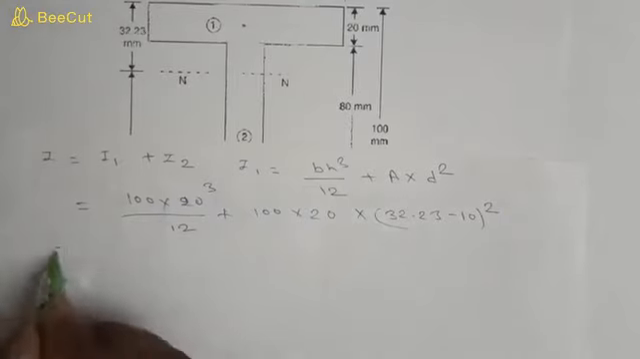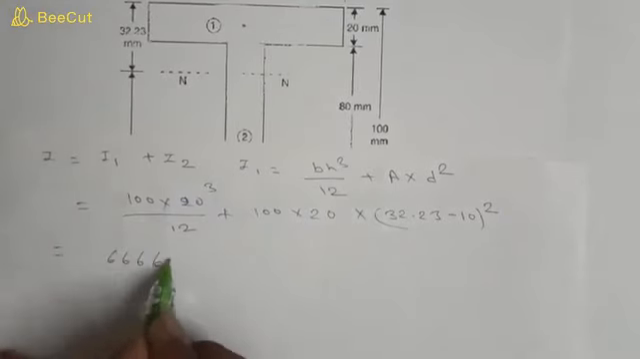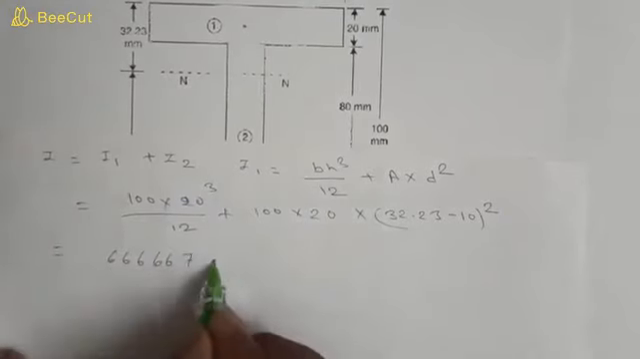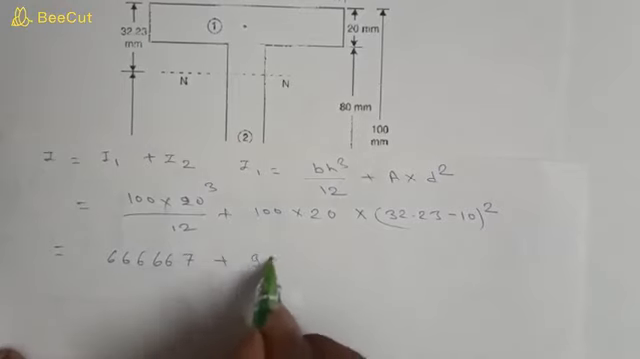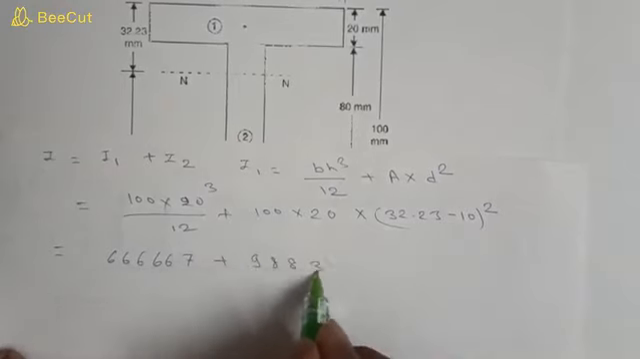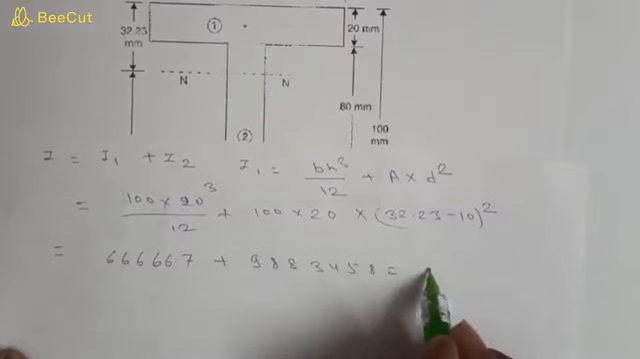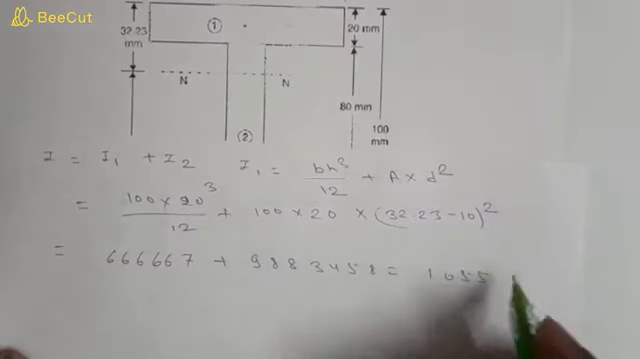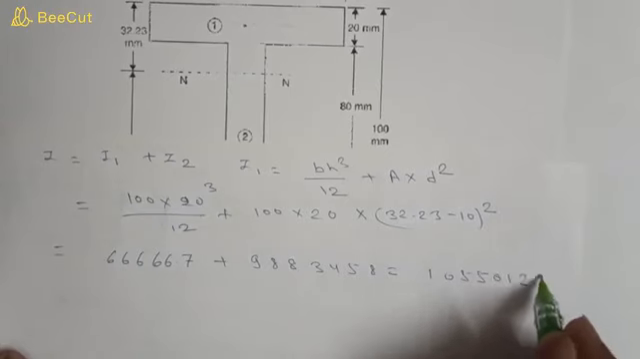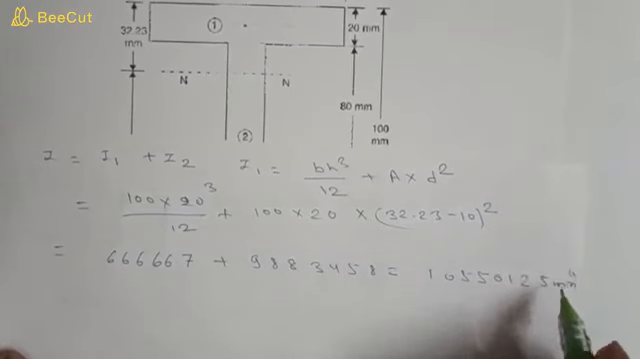so it will become 66666.7 plus 988,345.8, which is equal to 1055012.5 mm to the power 4.